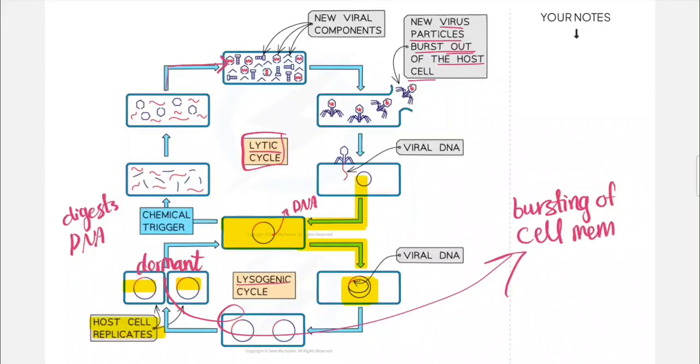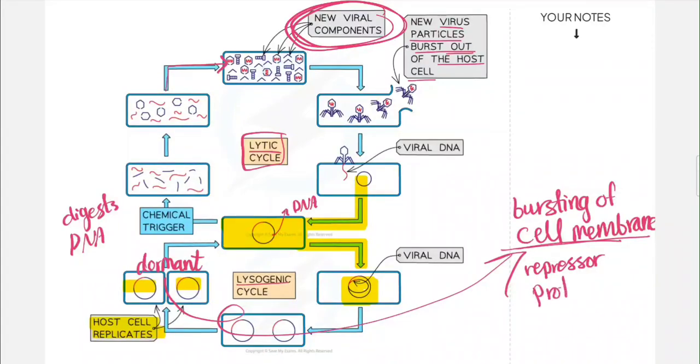Or something like the host cell being damaged, and the repressor proteins, which prevent it from transcribing and translating the components of this virus, are reduced in concentration. The repressor proteins become fewer until there are none, and it moves again to the chemical trigger and enters the lytic cycle all over again.